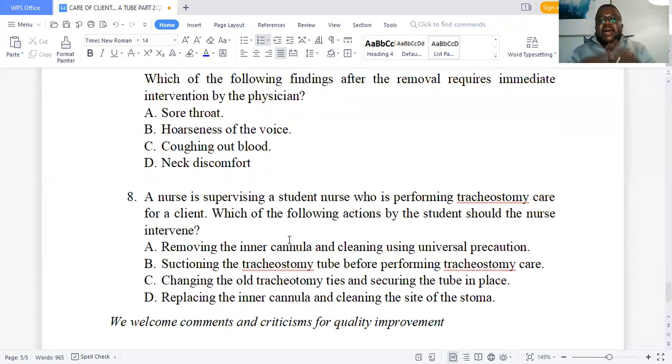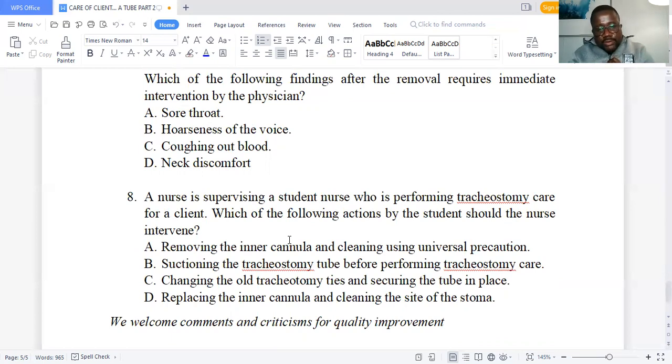And when you assign, give out delegation, you have to make sure that the information is concise, is clear, and you have to supervise and you need to have feedback and correction. So you are at the bedside and you are observing the student nurse carry out this procedure. So the question is saying that, what will you intervene when you find the student nurse doing? It means when the student nurse does something wrong, you have to intervene.